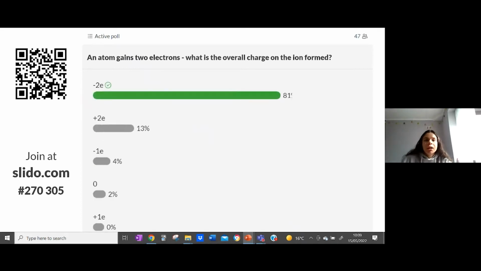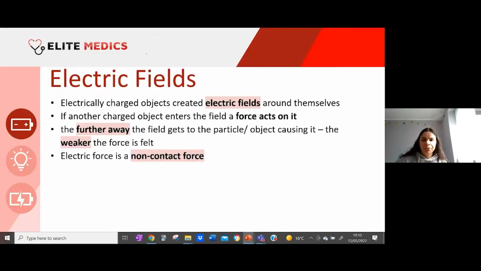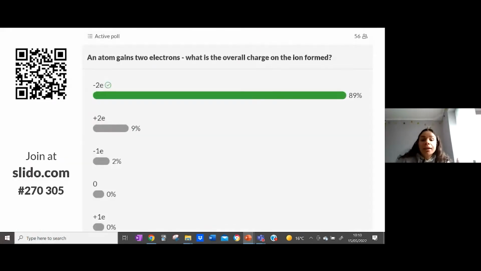Okay, so let's have a look. So yeah, most of you getting it right. It's just to keep note. So the second most popular answer was +2. But if it's gained 2 electrons, I had to think about that then, whether I got the question wrong. But if we've gained 2 electrons and they're negatively charged, or if we've gained 2 negatively charged particles, we're going to have a negative charge overall. So just don't fall into that trap for your exam questions.